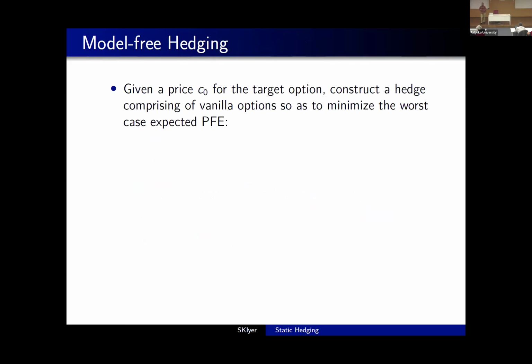We take a slightly different approach. We say that, look, given a price, so let's say we have sold a certain exotic option at some price C naught. So the C naught would be some value in between the upper and the lower bound. Construct a hedge comprising of plain vanilla options so as to minimize the, let's say, the worst case expected potential future exposure, so the shortfall.